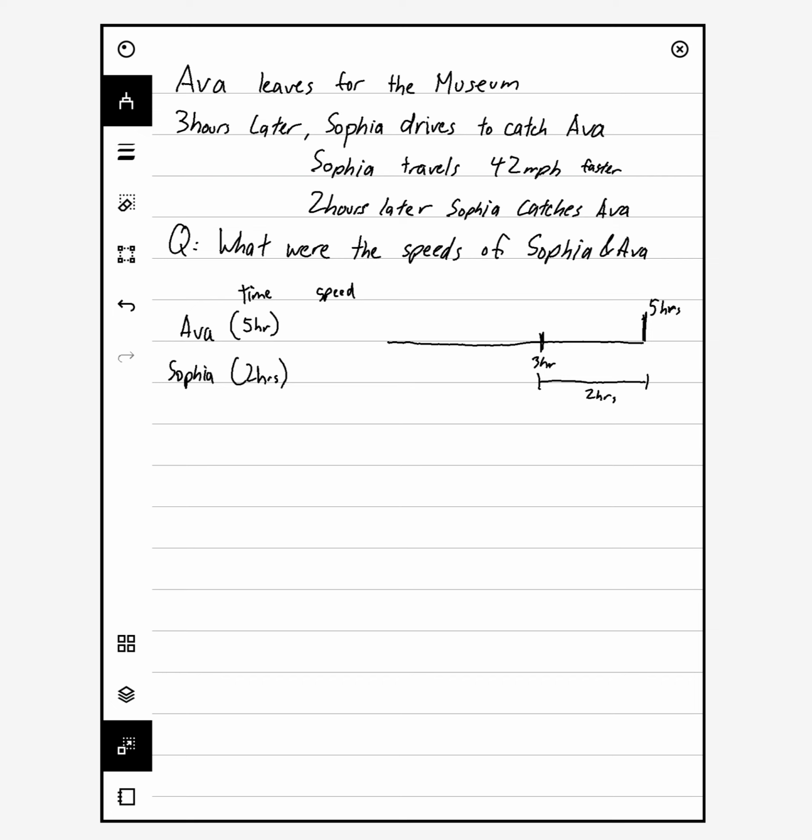Okay, so it doesn't say anything about Ava's speed. So let's just say that she's some unknown speed. Let's call that X, right? Because if we don't know it, we're just going to call it X. But Sophia's speed, we know something about it. We know that Sophia travels 42 miles faster than Ava. And if Ava is represented by X, we can write Sophia's speed as X plus 42, right? Because let's say Ava is going 10. Then that means Sophia is going 52, right? 10 plus 42, 52. So whatever Ava's speed is, Sophia is going 42 miles per hour faster.